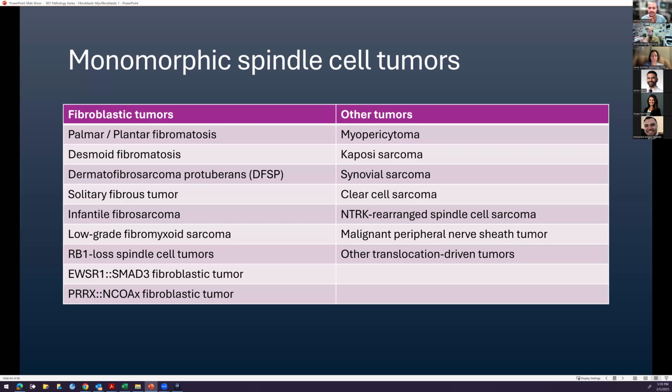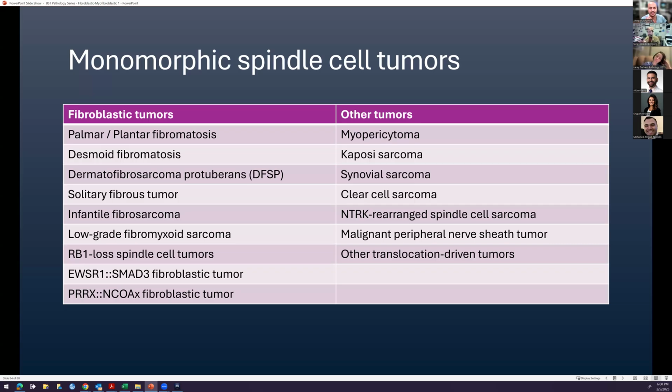MPNSTs often fit that differential with synovial sarcoma. So it's just keeping the doors open a little bit. When you get a monomorphic spindle cell tumor, should I get fusion testing? Should I be looking for something? And am I sure that this is a fibroblastic tumor?